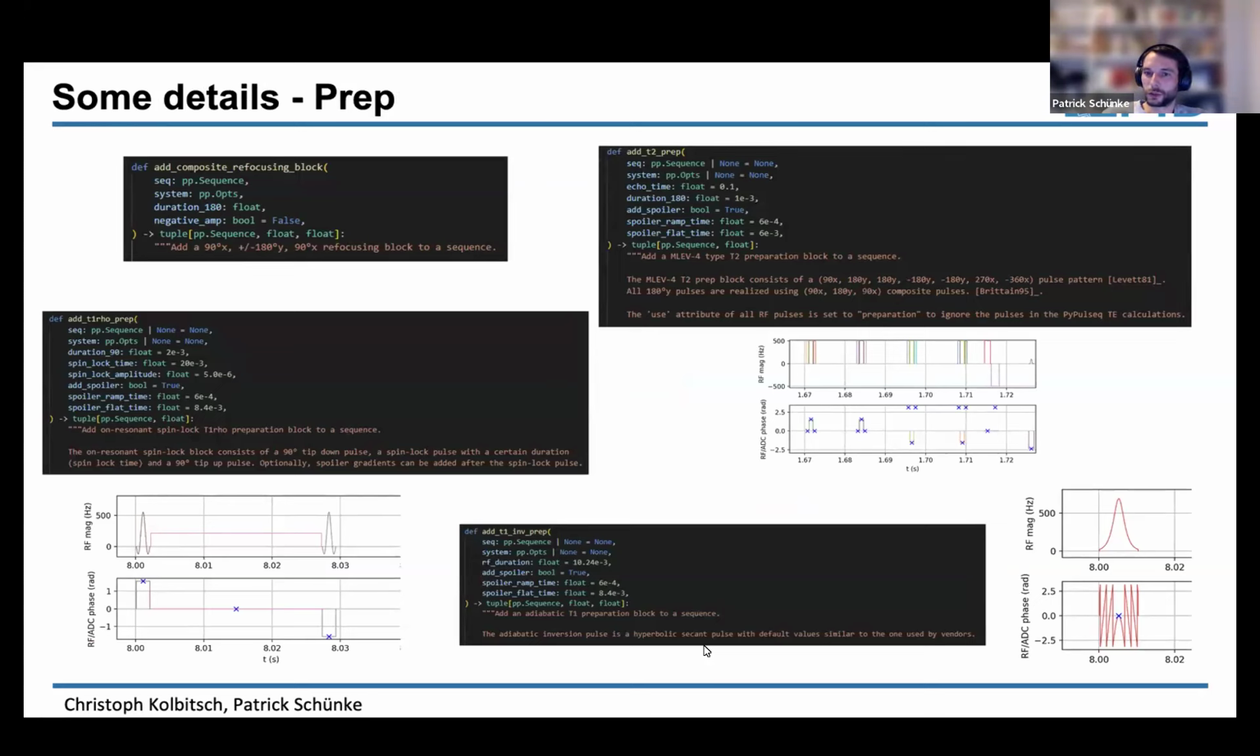T2 preparation, which together with a composite block totals 27 different RF pulses used for T2 preparation, T1 rho preparation, and inversion recovery using adiabatic pulses, everything in these predefined blocks that you can use over and over again. As you can see in these code snippets, everything is typed, everything is documented. So we try to keep the quality extremely high here.